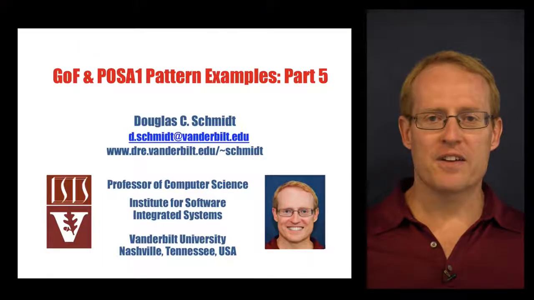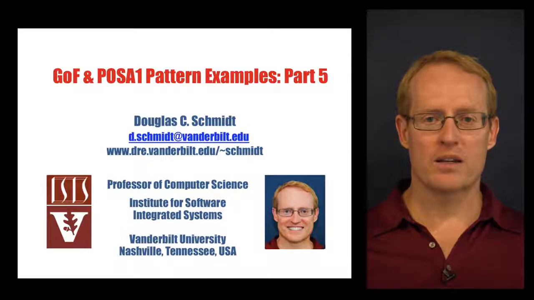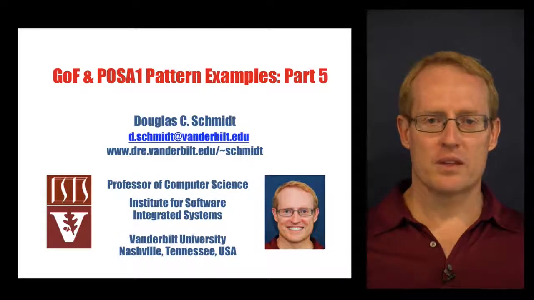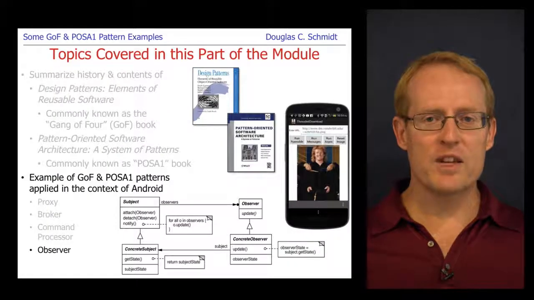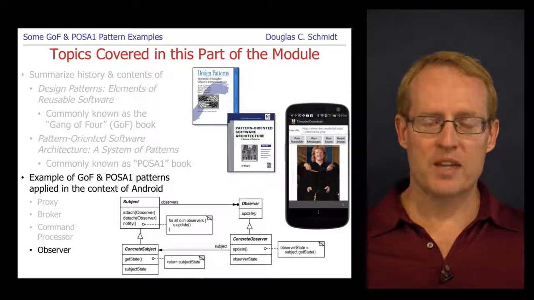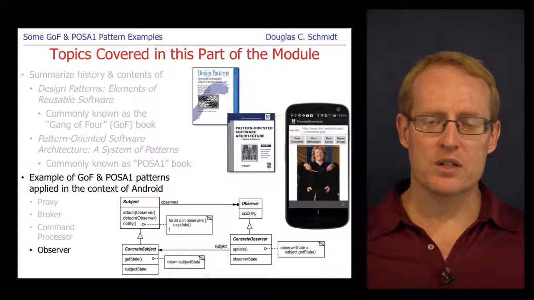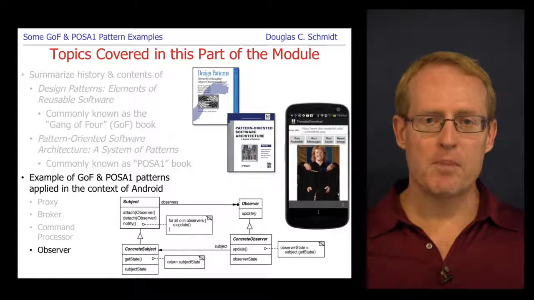Welcome to Part 5 of the module on Gang of 4 and POSA 1 pattern examples that apply to concurrent and network software. In the previous parts in this module, we've described a bit about the Gang of 4 and POSA 1 books, talked about the history that went into making those books, and described how many of the patterns in the books are relevant for concurrent and network software.